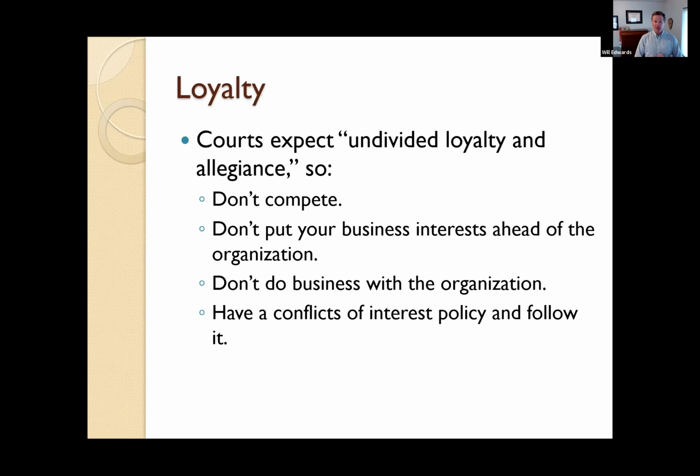And a specific thing that you really do need to do, and the one super specific thing that I want to include today, is have a conflicts of interest policy and follow it. The IRS really requires that for 501c3 status, so you probably already have one, but review it, make sure you have it. If it's not there, get it in place and follow it, right?